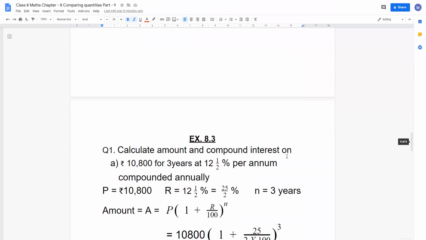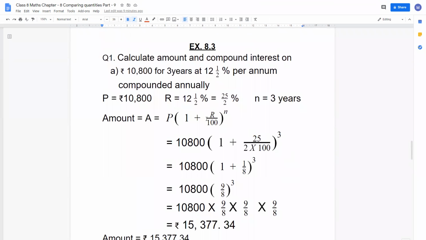Now we are going to start exercise 8.3. Question number 1. Calculate amount and compound interest. There are 5 questions, A, B, C, D, E. The first 3 questions, A, B, C, I am doing here. The last 2 questions, D and E, are very simple, that you have to do as homework. So first question A. Principal rupees 10,800 for 3 years at 12.5% per annum compounded annually. So principal P equal to 10,800, R equal to 12.5%. Converting into improper, 12 2s are 24 plus 1, so 25 upon 2%. N equal to 3 years.